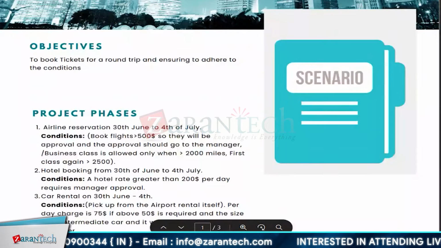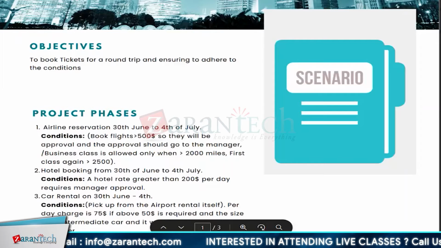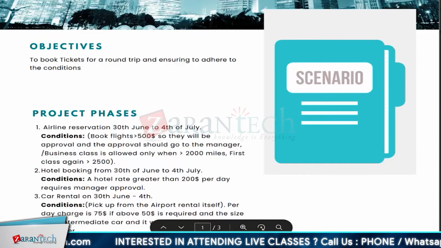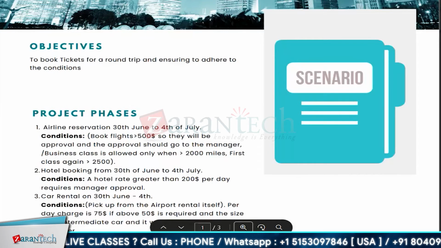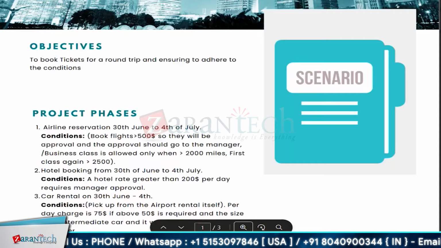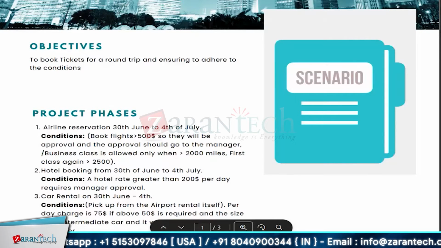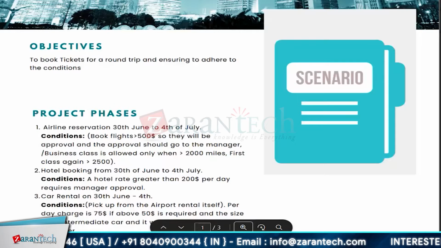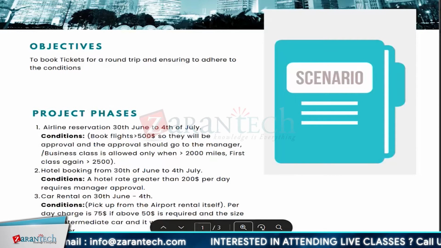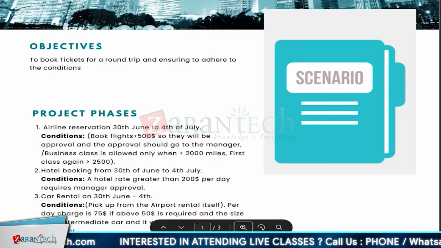So what you should do is, the objective is to book a ticket for a round trip and ensuring to adhere to the condition. So the project phases: airline reservation. You need to reserve an airline ticket for the travel, 30th June to 4th July. Condition: book flight greater than $500, so there will be an approval, and the approval should go to the manager.